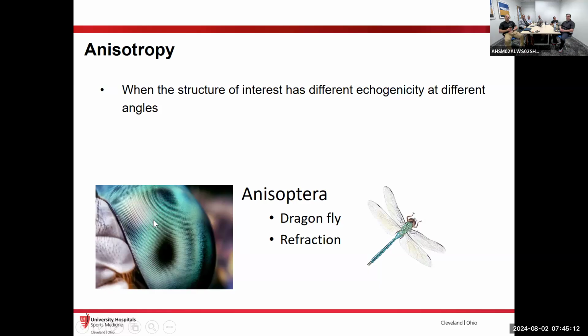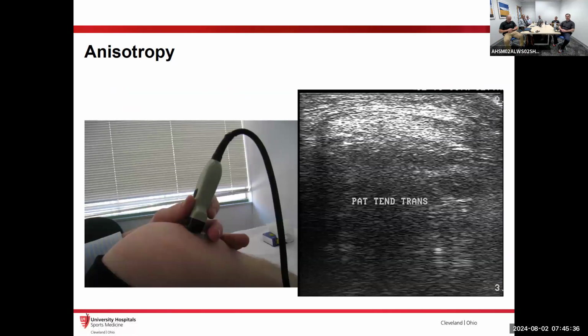It's all the same material, but because of the way the light is reflecting, you have areas of hyperechogenicity and hypoechogenicity. So the people that started looking at ultrasounds, a lot of it was done in animal models and things like that. Apparently, they knew what a dragonfly eye looked like under a microscope. Obviously, right? So what is anisotropy?